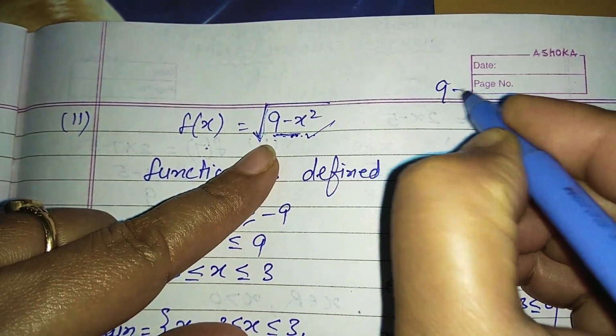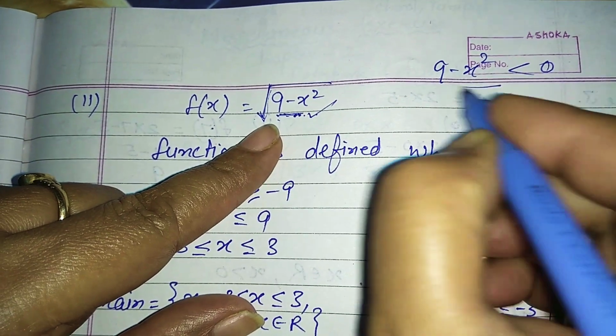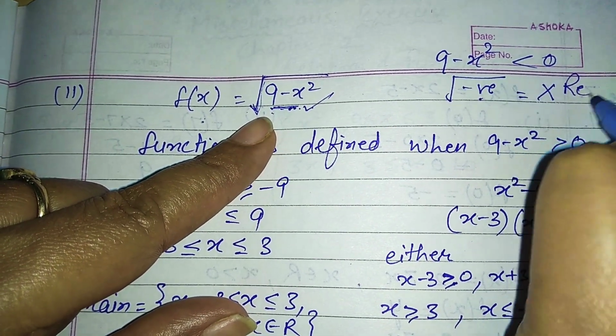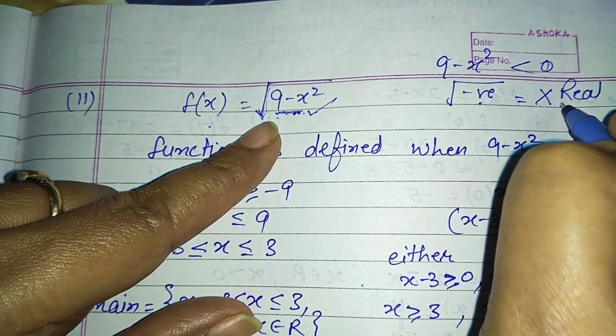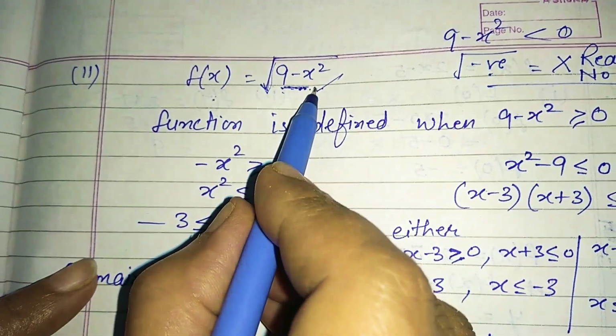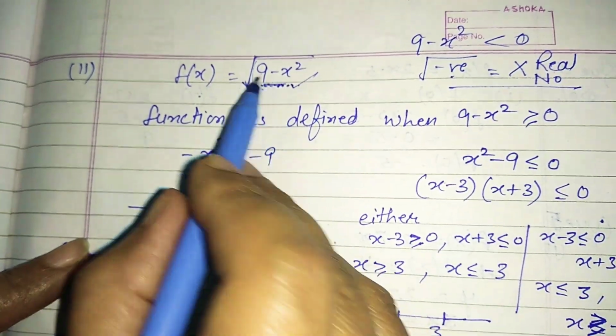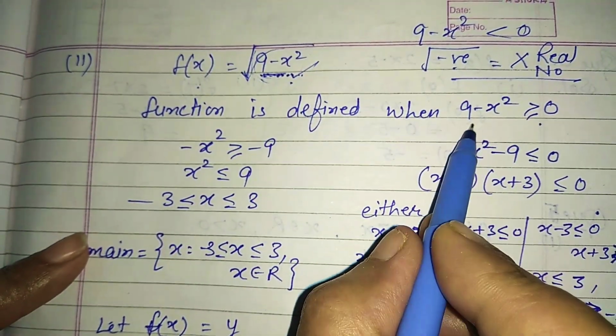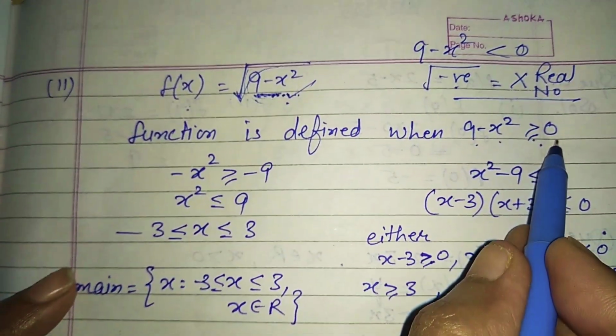If this is less than 0, it means negative. The square root of a negative number is not a real number. So the function is only defined when the expression is positive or equal to 0. So 9 minus x square is greater than or equal to 0.